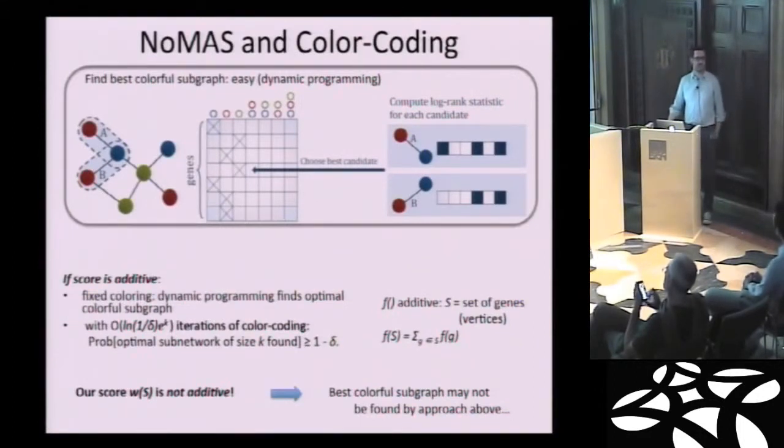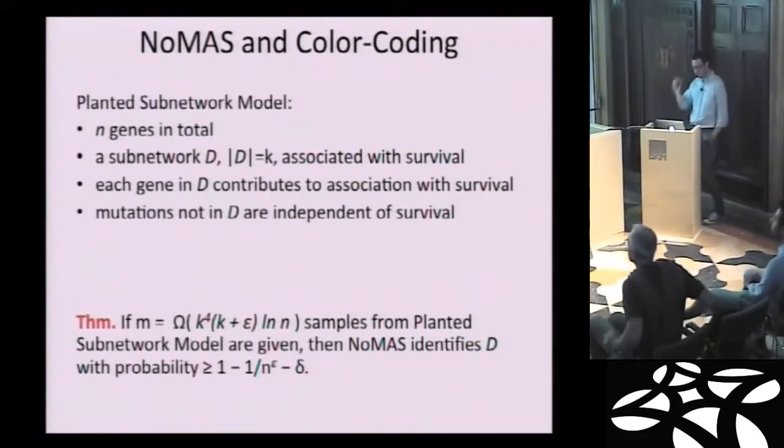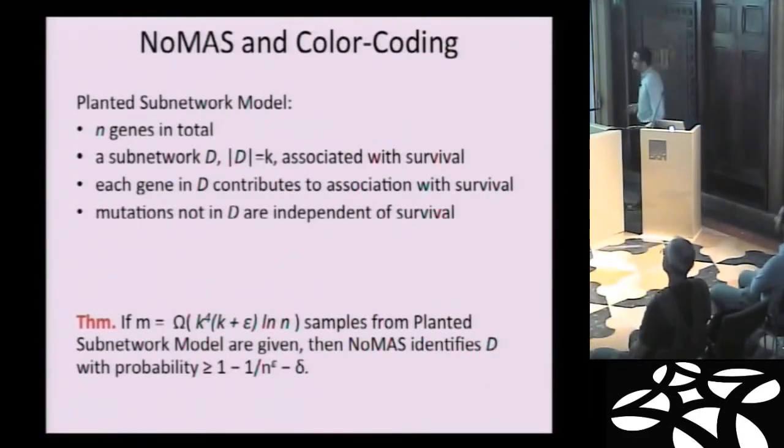Well, we may try to design another algorithm, but actually what we did is that we proved that under a model that is reasonable for mutations and survival, the color coding approach identifies the optimal solutions, and in particular identifies a subgraph that has a strong association with survival when we have enough samples. And in particular, in this model, what we have is that if we have n total genes, we have a subnetwork of cardinality k associated with survival. Each of the genes in this subnetwork contributes somehow to the survival. And the other mutations that are not in the subnetwork are placed independently of survival.